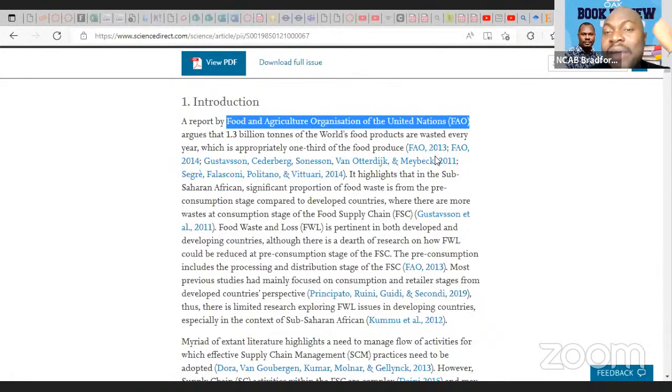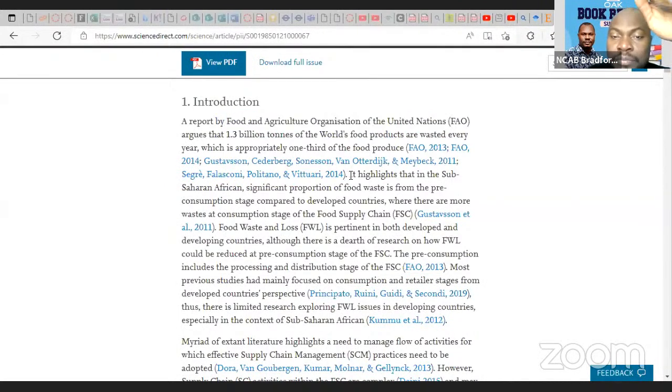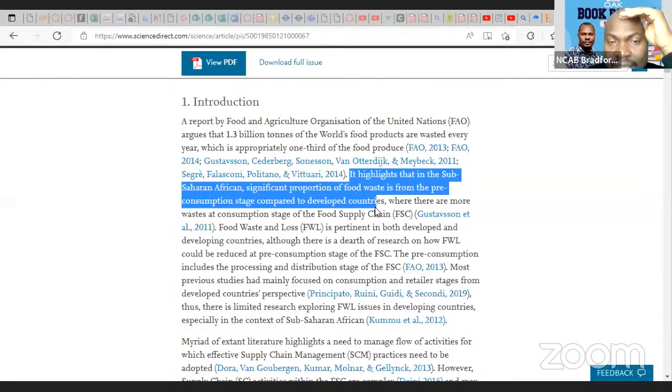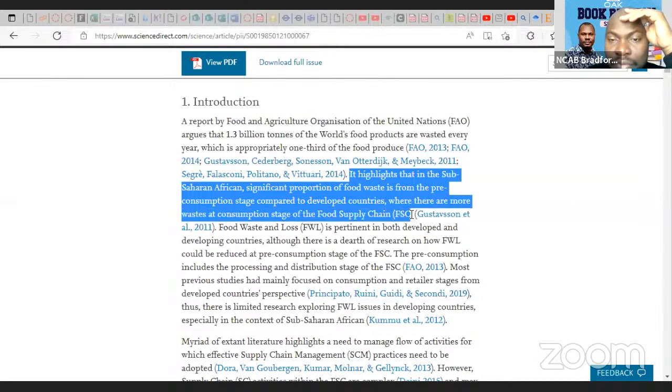And if you can see the way I reference more than one author in one sentence, you can see FAO 2013, 2014, this other author. You can see the way I quoted them. I was just using semicolons to separate all those things. Now you will see it's alive. I was talking about the report. You will see the way I was building the story here, talking about that report by FAO.